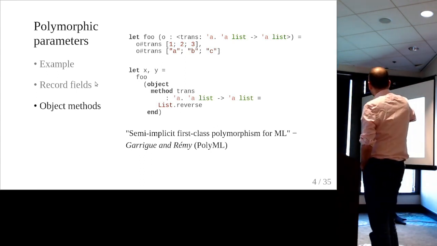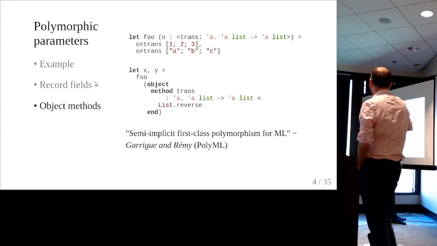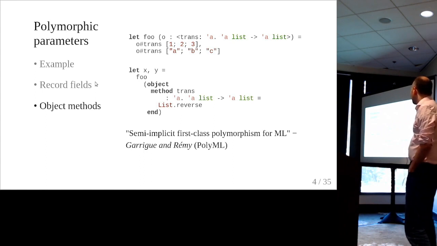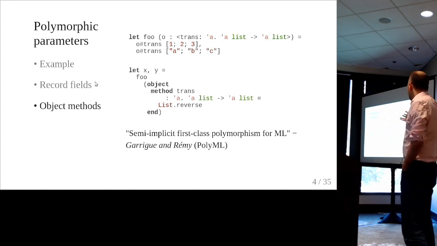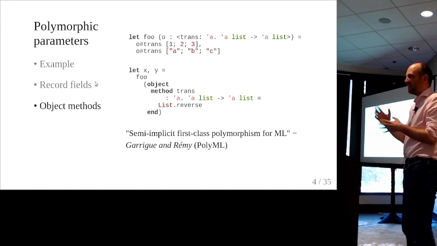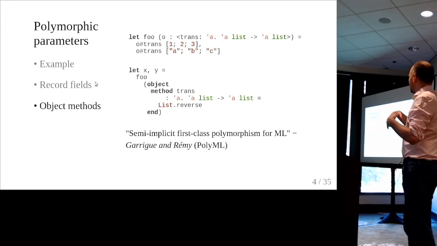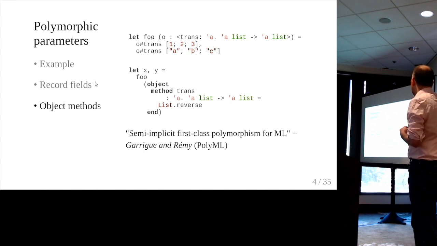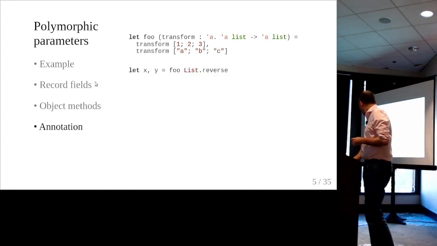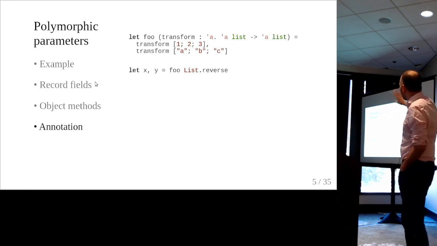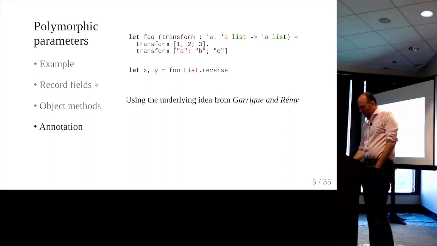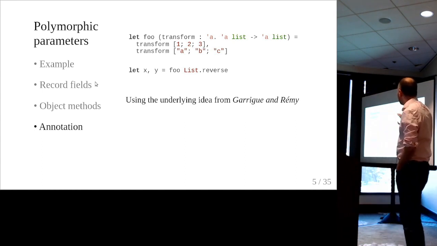The way that this works is described in Semi-implicit first-class polymorphism for ML by Garrigue and Remy. That system is often called polyml, although it doesn't actually call it that in the paper. The core idea of that paper is what we're going to be reusing mostly, and so I'm mostly going to be reminding people how that works. What we want to do is support this code. We just want to write a type annotation on transform, but nothing on the call site, and be able to call it directly. As I said, we're just going to reuse the underlying idea from polyml.